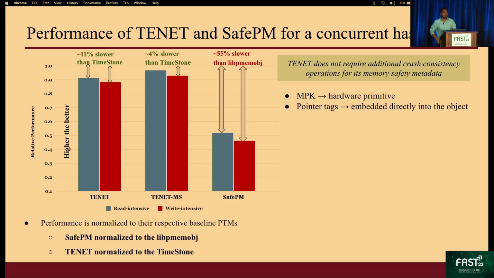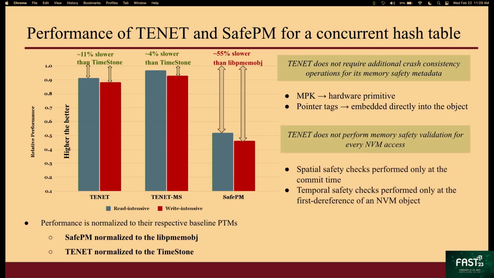One of the reasons is that our techniques do not need additional crash consistency support, right? For example, SafePM needs to perform additional undo logging. This is in addition to the PMDK transaction that is already performing its own undo logging, right? This undo logging is necessary for the memory safety metadata that SafePM maintains on the NVM. But for us, we don't need crash consistency for that metadata, in the sense that ours is a hardware primitive, and most of our pointer tags and canary bits are inlined, so there is no separate notion of crash consistency for memory safety metadata, right? That is one reason why we are able to perform well.